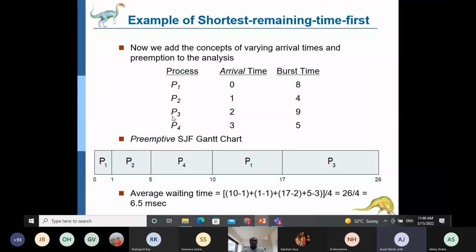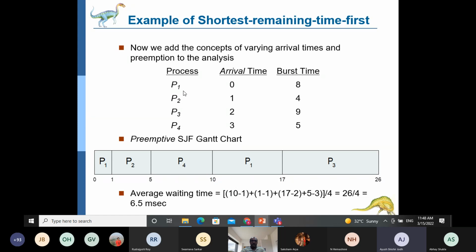And at time instant 2, one more process joins. So these are the arrival times, the processes that arrived at each time instant, and these are the corresponding burst times. Now shortest remaining time first is a preemptive algorithm. For example, P1 has arrived at time 0, and the burst time of P1 is 8 units.